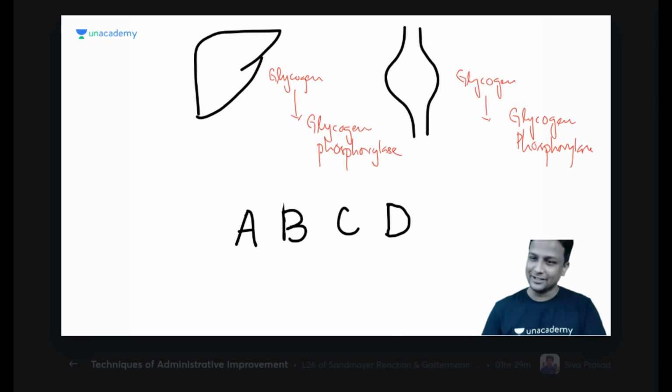Okay, just to differentiate that, remember here, in the liver, it will be like hepatic glycogen phosphorylase, and in muscle, I'm just writing here as the muscle glycogen phosphorylase, or you can use the word myo. Hepatic glycogen phosphorylase here, and this is the muscle glycogen phosphorylase.